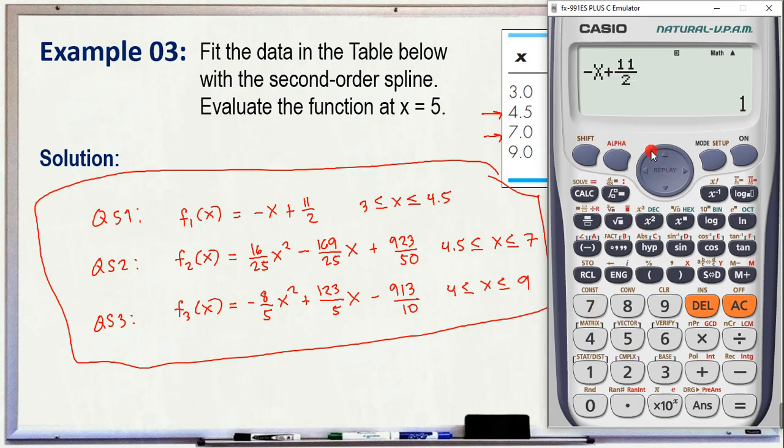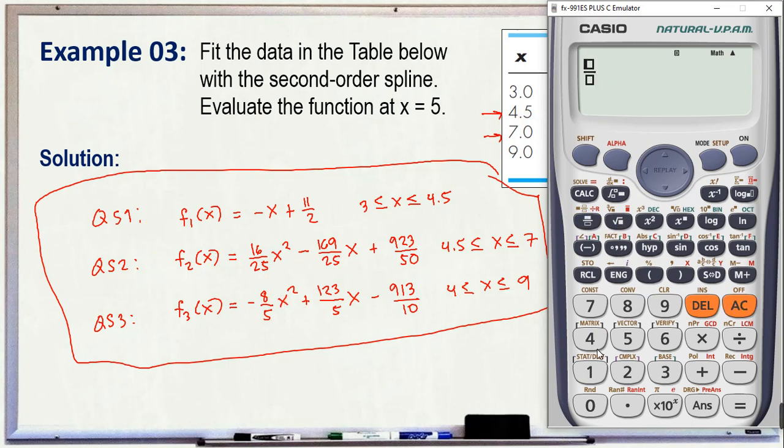What is the answer? What is the answer, class? Okay. So, right? See? You can appreciate it more if we also evaluate quadratic spline number 2, because it is adjacent to number 1, at x is equal to 4.5, which is their common knot.